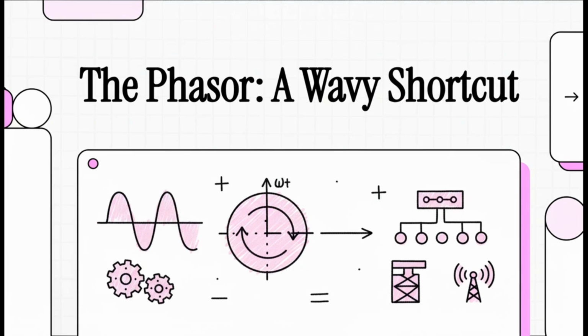All right, today we're going to talk about a mathematical hero. I'm not kidding. This thing swooped in and saved engineers from this world of complex, wavy chaos. Its name is the phasor. And it's this incredibly elegant shortcut that, believe it or not, literally powers our modern world.